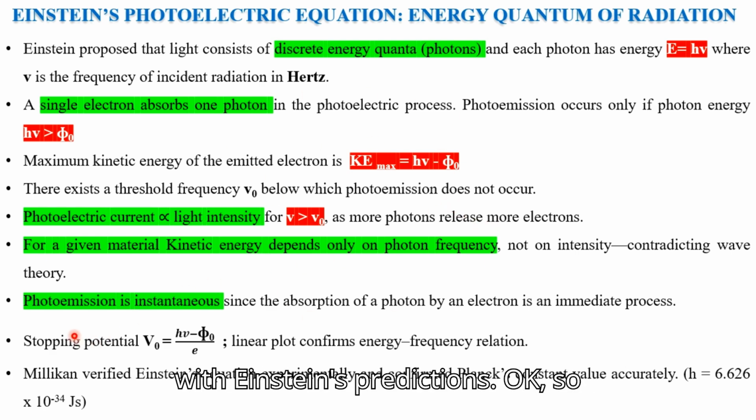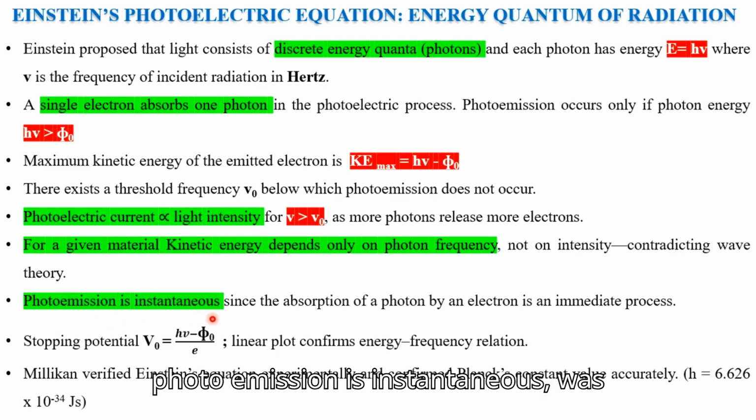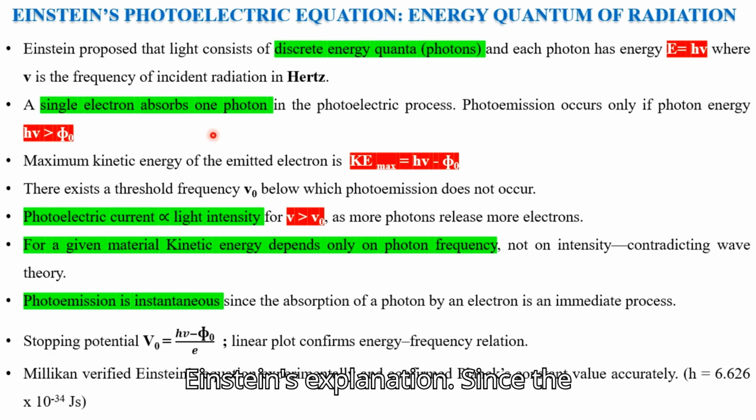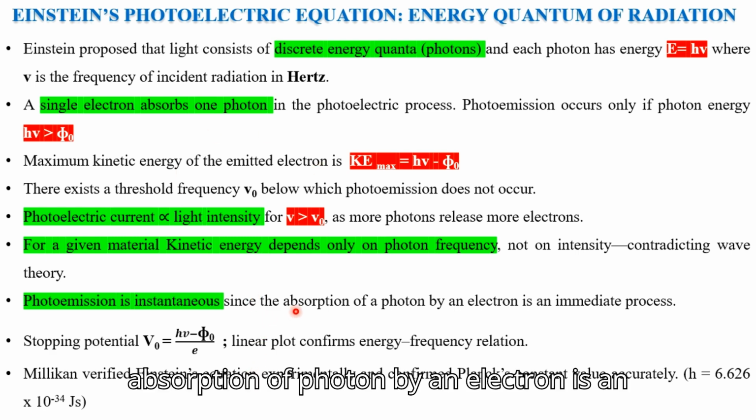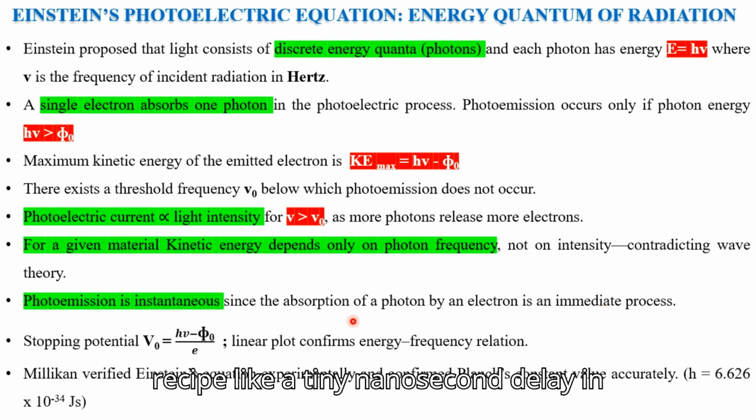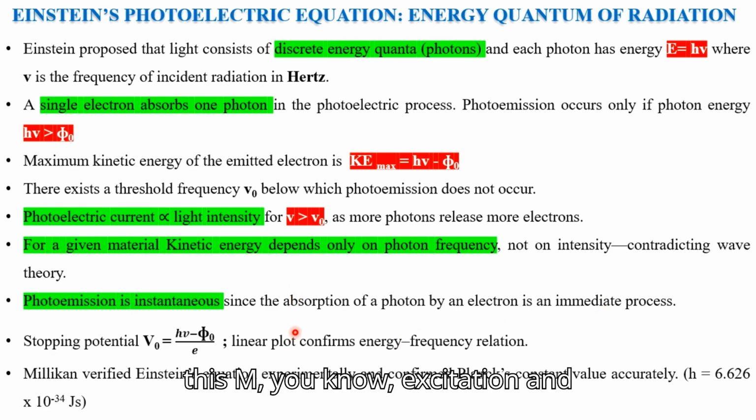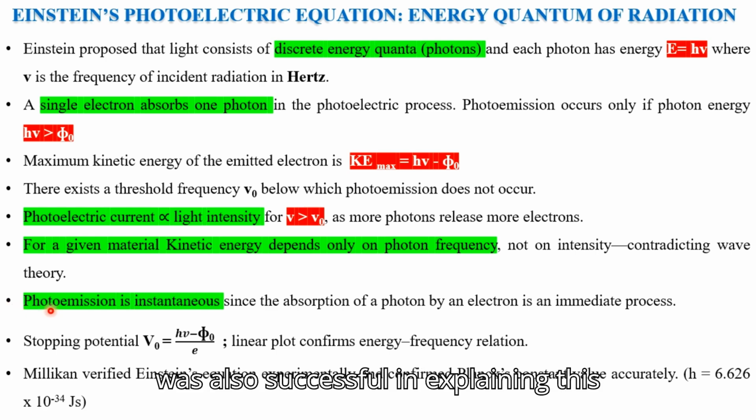Okay, so photoemission being instantaneous was also incorporated into Einstein's explanation, since the absorption of a photon by an electron is an immediate process. I already told you there may be a tiny nanosecond delay in this excitation and absorption in the electronic transitions. So Einstein was also successful in explaining this particular point.